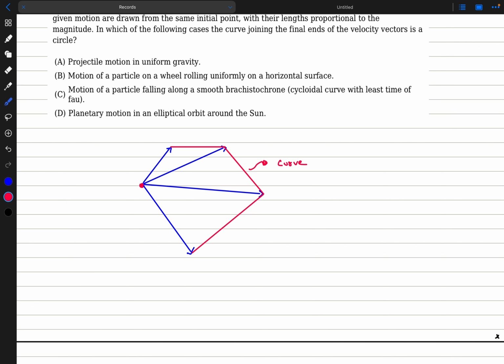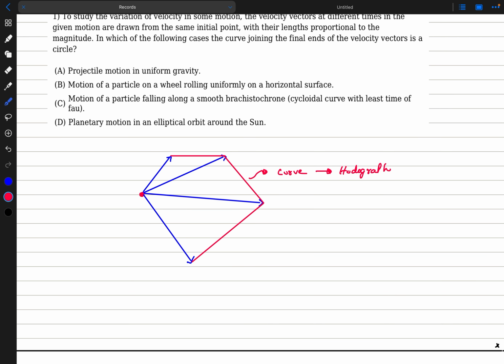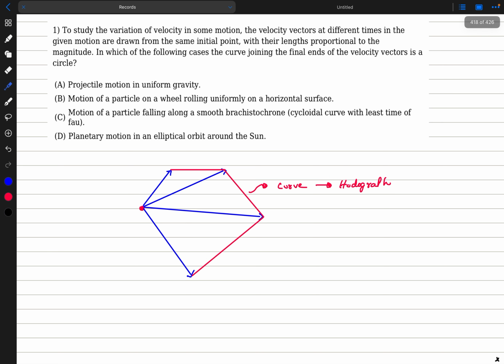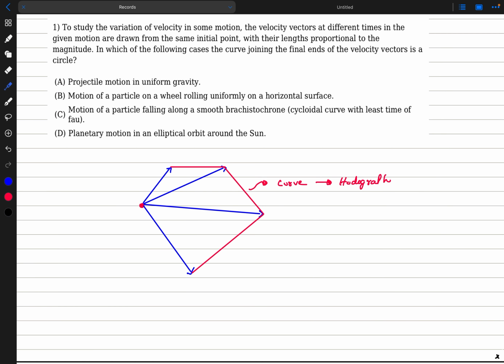Now this particular curve, where we join the tips of the velocity vectors and try to plot it on a graph, has a name, and it's called the hodograph. It's spelled like this. If you want to read more, you can check out Wikipedia, but it's not that relevant. So moving on, we have to try to find out this curve for A, B, C, and D. That's the task at hand.